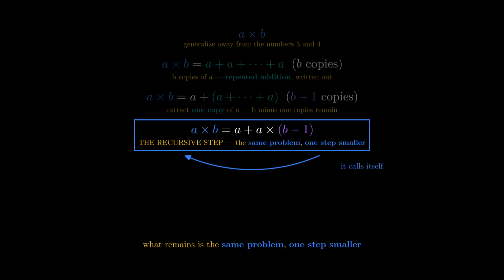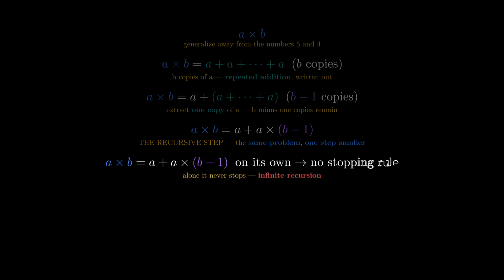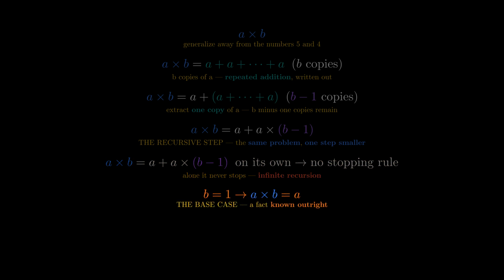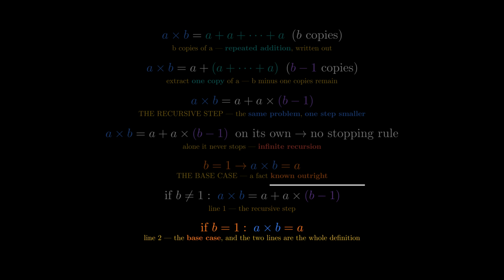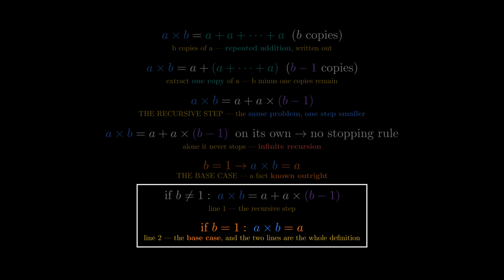We are using multiplication inside the definition of multiplication. Alone, that line is a trap. Nothing ever stops, and the recursion runs forever. It must be paired with a base case, a fact we know outright. When B is 1, the product A times B is simply A. 2 lines, exactly like a definition in a math class, and with them we can write code.